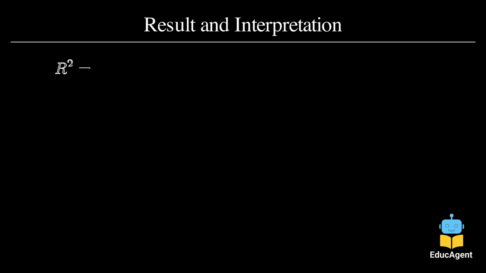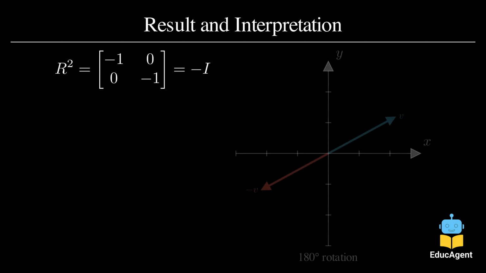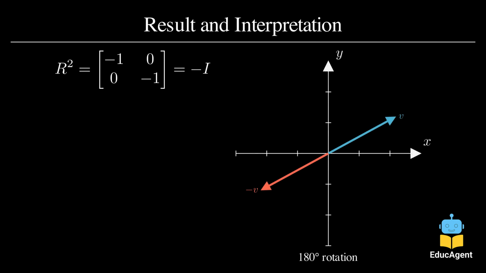So squaring the 90-degree rotation matrix produces -I. It flips every vector to the opposite direction. Geometrically, multiplying by -I sends v to -v, which is exactly a 180-degree rotation around the origin. And in coordinates, (x, y) becomes (-x, -y).